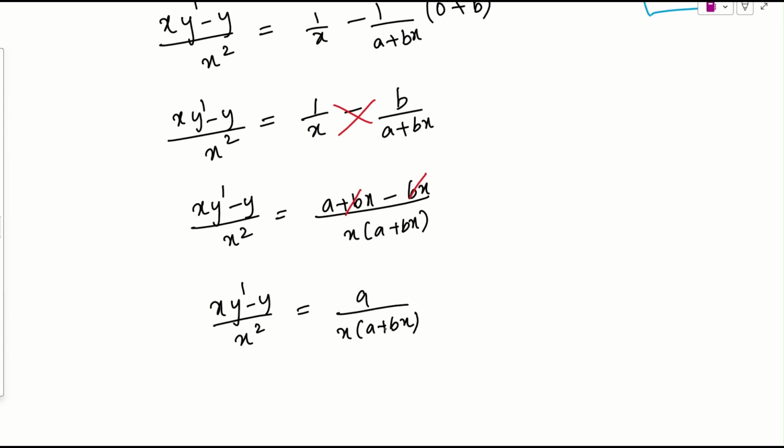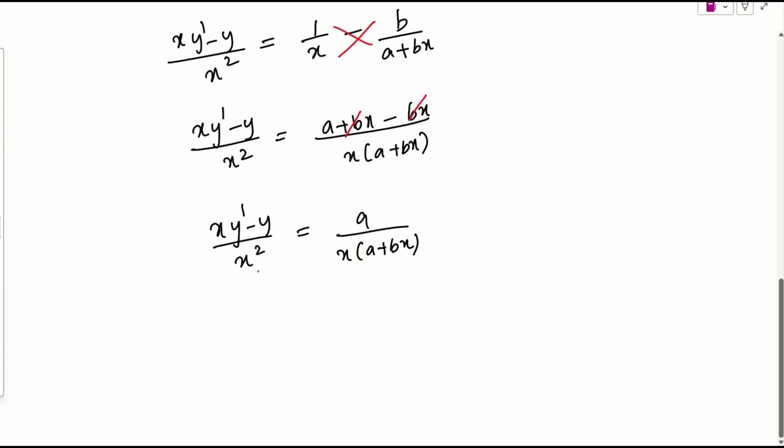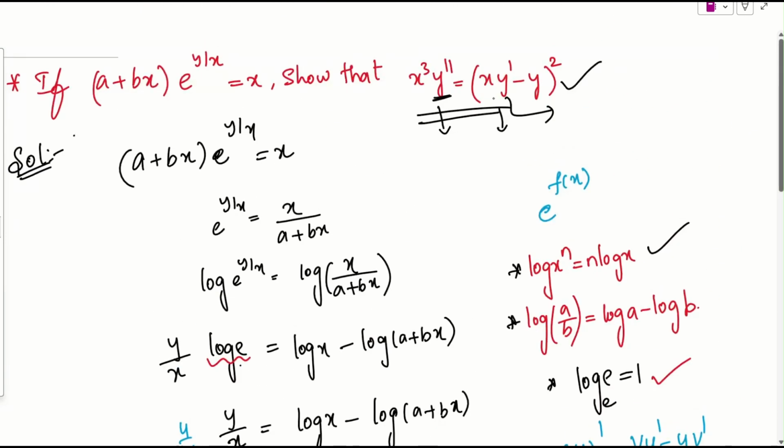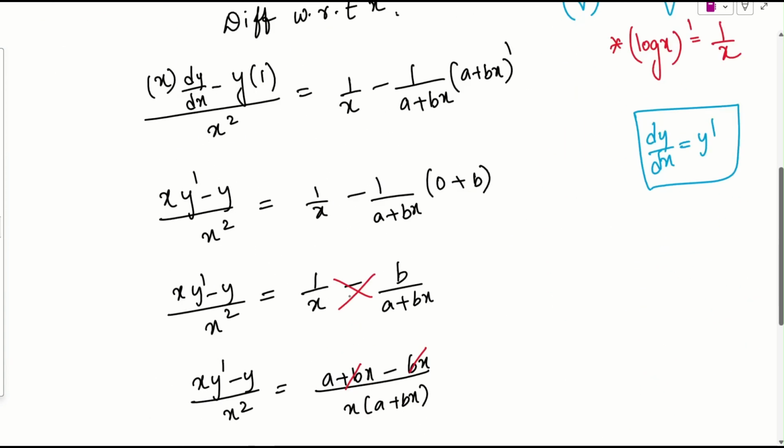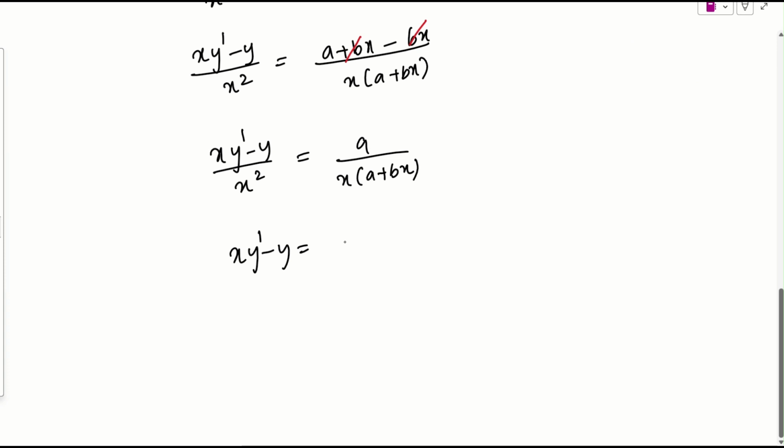Is it okay? Yes. Again, what I can do here, denominator can I send it to the right side? So x y dash minus y. Check it here. This is something in the same format. x y dash minus y. So same thing I am getting here. Let me write it out. The denominator x square, I am sending it to the right side. It will be in the numerator, by this is x into a plus bx.